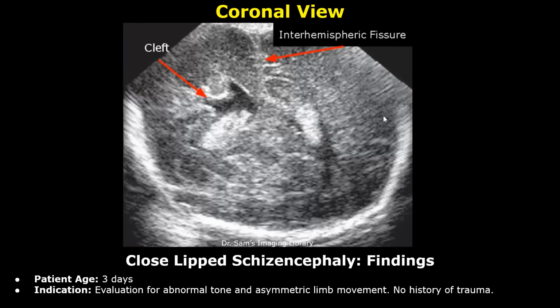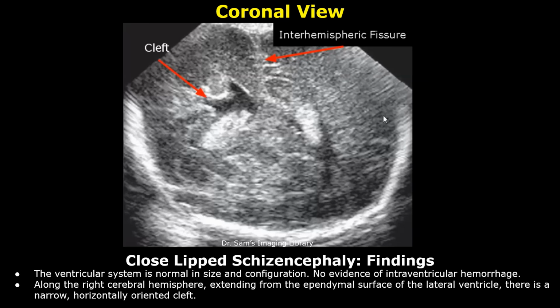This is a case of close-lipped schizencephaly. Patient, age 3 days. Indication: evaluation for abnormal tone and asymmetric limb movement. No history of trauma. These are the findings. The ventricular system is normal in size and configuration. No evidence of intraventricular hemorrhage.